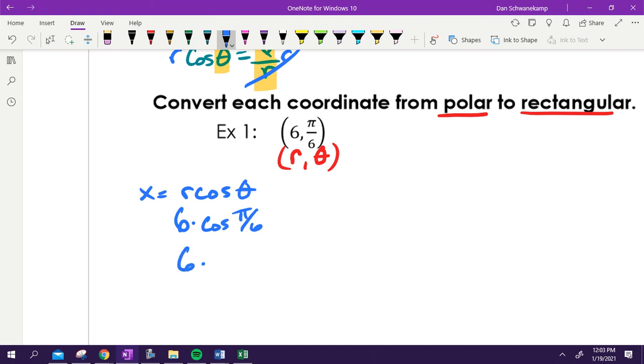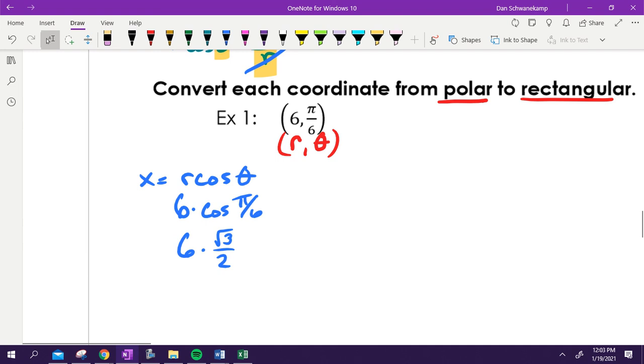6 times cosine of pi over 6. What is cosine of pi over 6 going to get you? It is radical 3 over 2. We're going to find the exact value, so we don't want to use our calculator. We reduce. What's 6 divided by 2 going to get me? 3. Radical 3. That is my x value. That is the x value of my ordered pair: 3 radical 3.